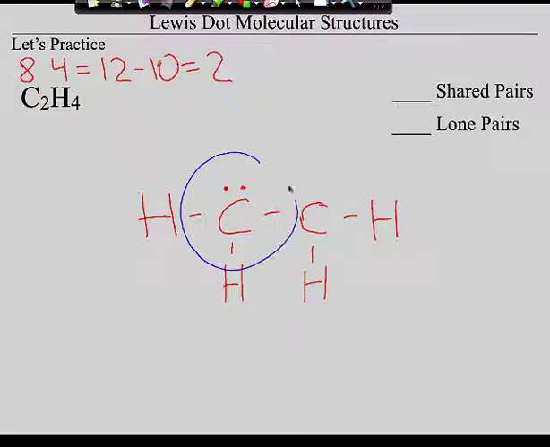Now guys, what about this? Is that carbon all full up with 8? Yeah, it's happy, right? It's got its 8 electrons. Now guys, what about this carbon? Is this carbon all full up with 8? No, it's only got 6. So what are we going to do? How can we give this carbon 2 more electrons to give it 8?